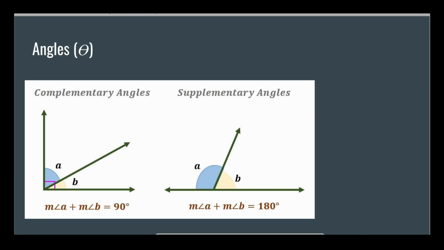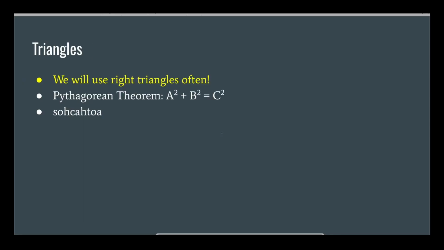Now for supplementary angles, we can see here we have A and B. Depending on what the angles are, let's say B is 80 degrees, and then maybe A over here is 100 degrees. Obviously, they're just going to add to 180 degrees. So that's pretty straightforward, but we might use that here and there. The things that we'll probably use the most are triangles, especially right triangles.